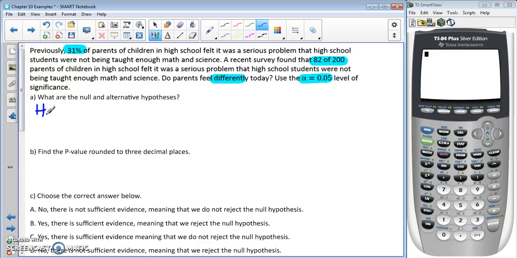So our null here is P is equal to 0.31. Always convert your percent to a decimal. The alternative is P, and we want to know if they feel differently, so not equal to 0.31.